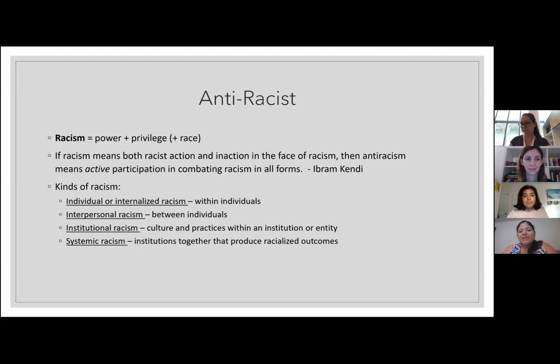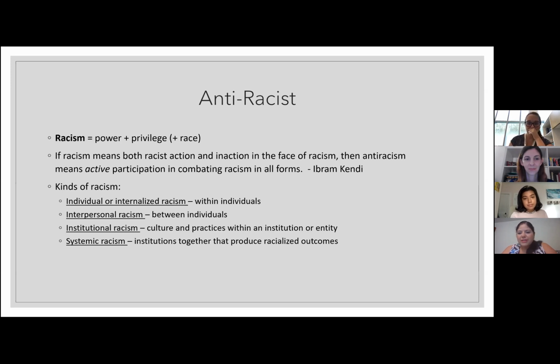So if racism means both racist action and inaction in the face of racism, then anti-racism means active participation in combating racism in all forms, which means that we have to engage in different exercises in order to counter some of the things that we've learned and we've been exposed to our whole lives. And there are different kinds of racism. So we engage in internalized racism. Those are the things that we've had to live with our whole lives, that we tell ourselves, that we convince ourselves. Those are cognitive schemas. As a neuroscientist, I have to use that word, and scripts that we have in our brains that make us engage with ourselves and tell ourselves specific things that may or may not be true.